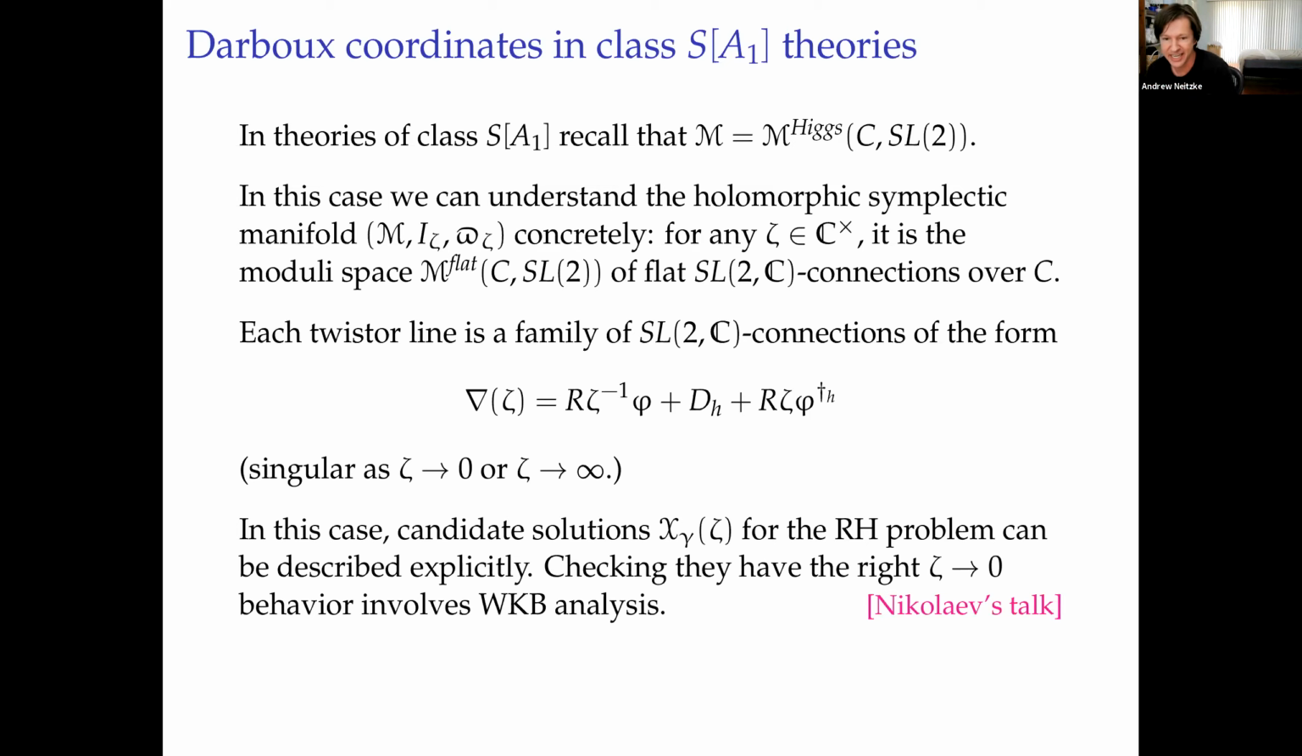All I want to say is that in this case, the functions x gamma of zeta, which are supposed to solve the Riemann-Hilbert problem, you can describe explicitly in terms of the flat sections of this SL2C connection. To check that they have the expected properties, once you've correctly defined these functions, the property that's hard to check is that they have the right asymptotics. That involves so-called WKB analysis, studying this kind of singular family of connections.